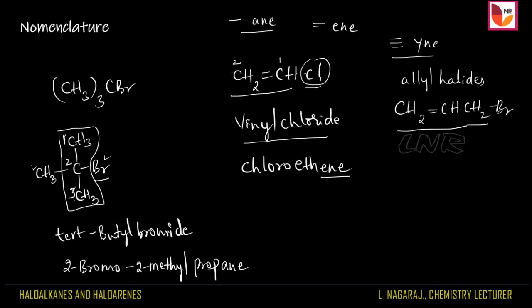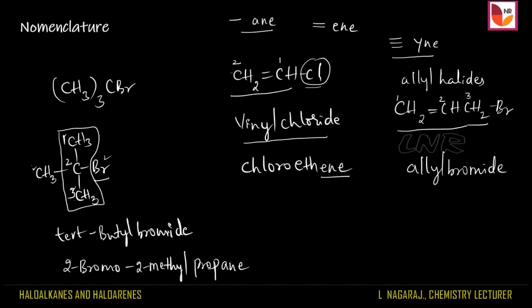So the molecule is represented as allyl and the halogen is bromide: allyl bromide. And in the IUPAC system, the numbering is done from the end which contains the double bond. So the priority is given to the double bond, not to the halogen. Hence the numbering is done from the end which contains the double bond.